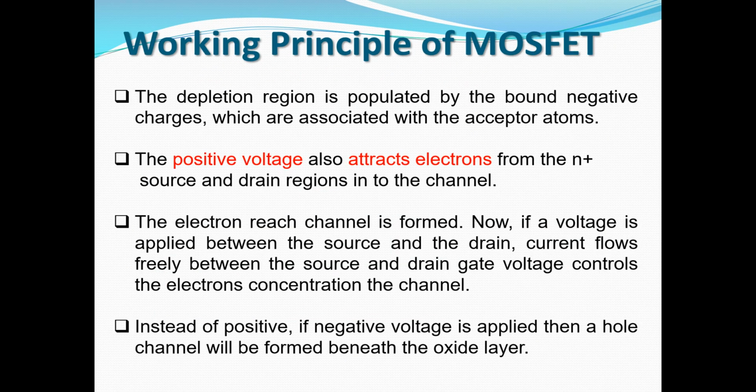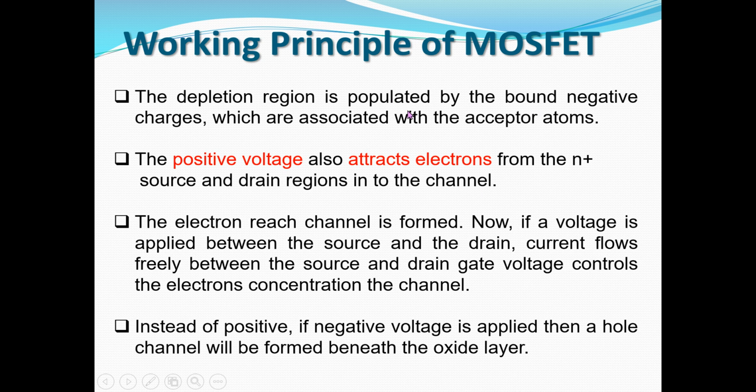Still, we'll see some more interesting points regarding the working principle of a MOSFET. The depletion layer is populated by the bound negative charges which are associated with the acceptor atoms. Definitely, whenever the holes have been driven down, the negative charges will populate the layer. The positive voltage also attracts the electrons. That's what I told just now.